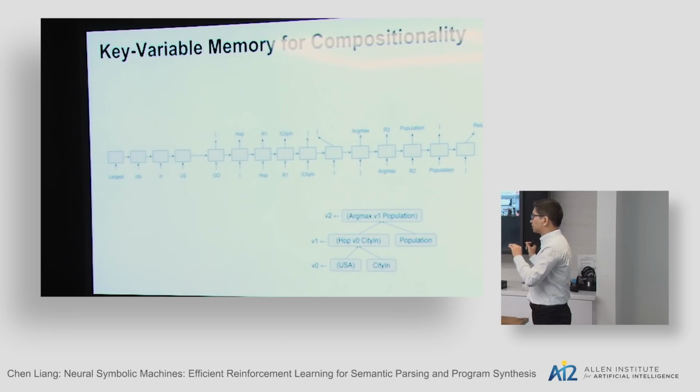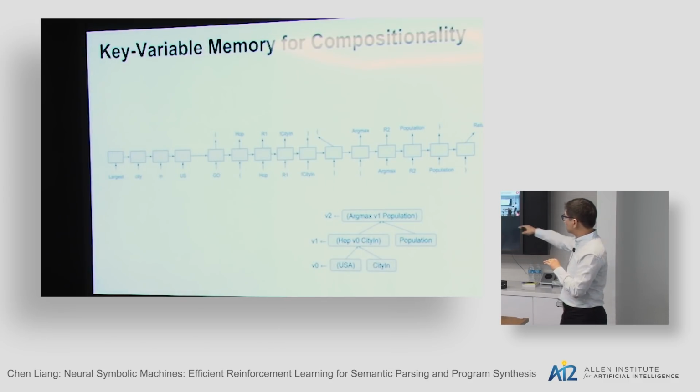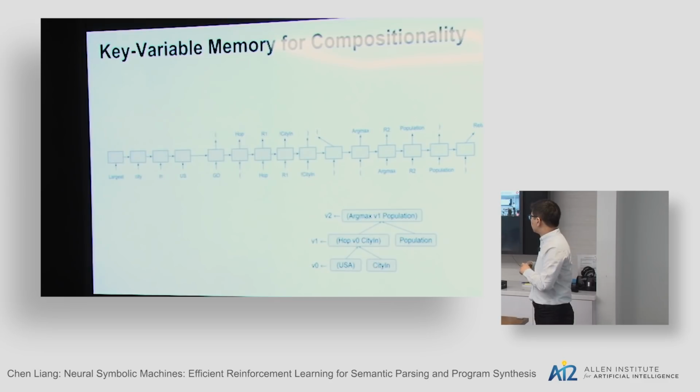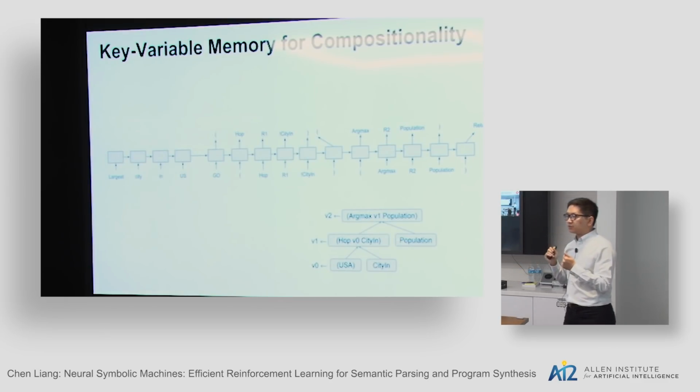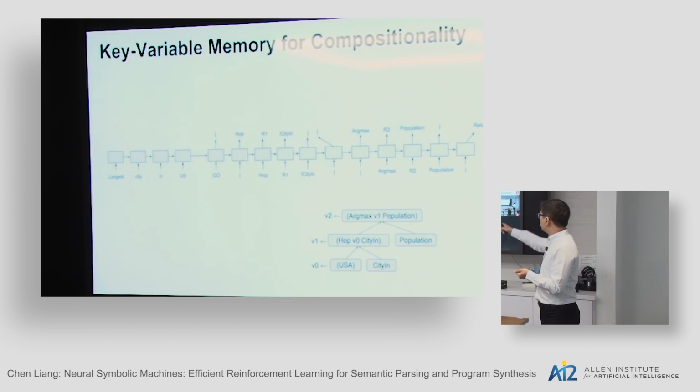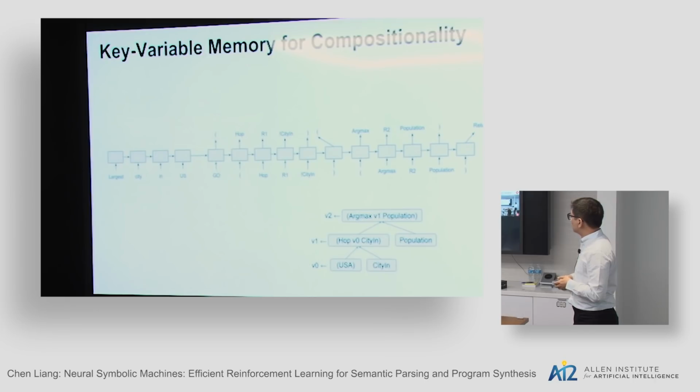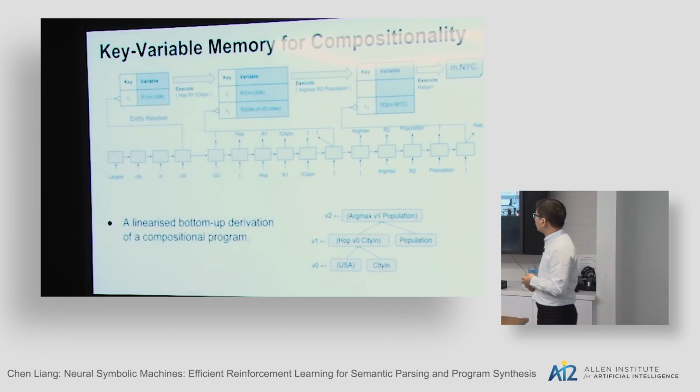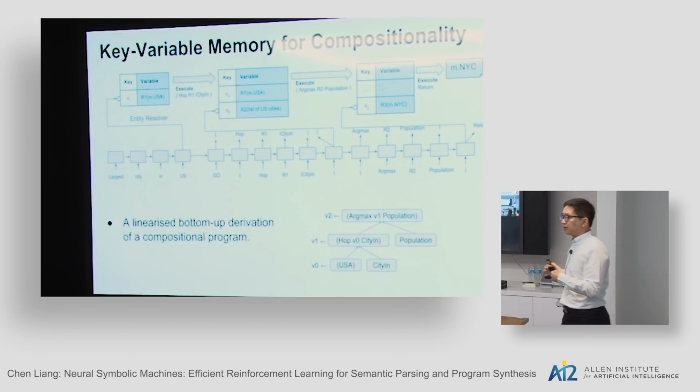But a program is not just a list of tokens, because it has compositionality in it. In the sense that you will first write some expression, say find all the cities, and then the result of that expression will be used in a later expression, in the argmax expression. So basically we try to augment the decoder with a key-variable memory to model this compositionality better.